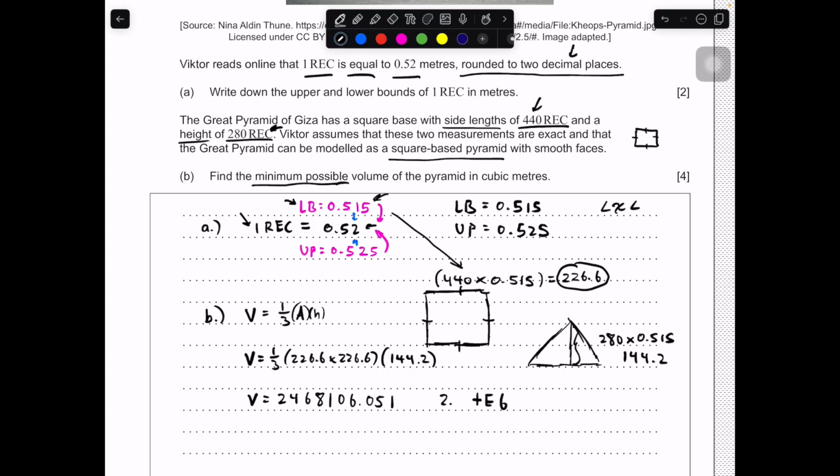It might be like 2.47 plus e to the 6, which is essentially saying 2.47 times 10 to the 6, where this calculator notation is saying times 10 to the 6. And this would be absolutely fine for 3 sig figs.